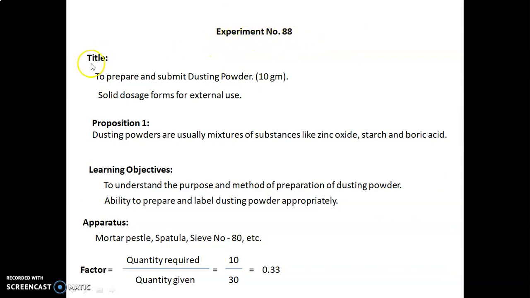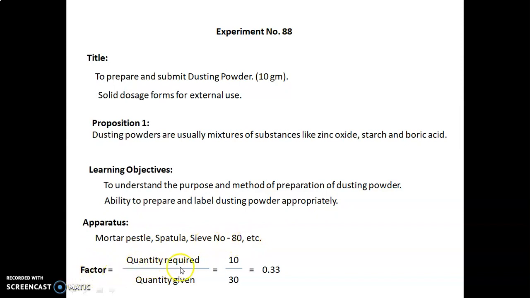Experiment number 8. The title of this experiment is to prepare and submit dusting powder 10 gram. In this we are going to study the solid dosage forms for external use. Preposition: dusting powders are usually mixtures of substances like zinc oxide, starch and boric acid. Learning objectives are to understand the purpose and method of preparation of dusting powder and ability to prepare and label the dusting powder appropriately. Apparatus required are mortar, pestle, spatula, sieve number 80, etc.